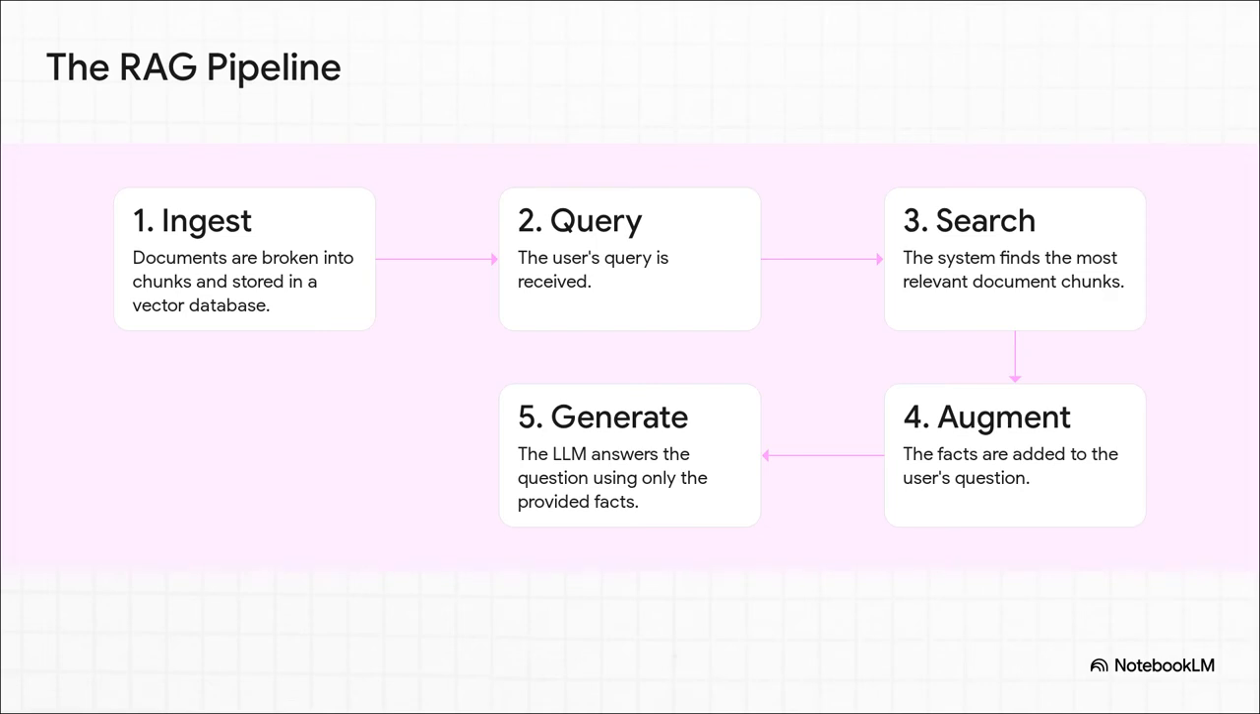Okay, so now step two. You ask a question. The system then instantly searches through all those chunks to find the ones that are most relevant to your question. And here's the key part. It takes those factual chunks and stuffs them right into the prompt it sends to the AI, along with your original question. It basically tells the LLM, hey, answer this question, but you are only allowed to use the facts I'm giving you right now. It completely grounds the AI in your reality.